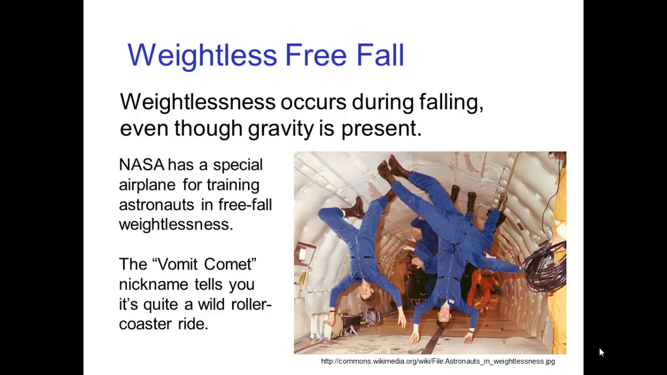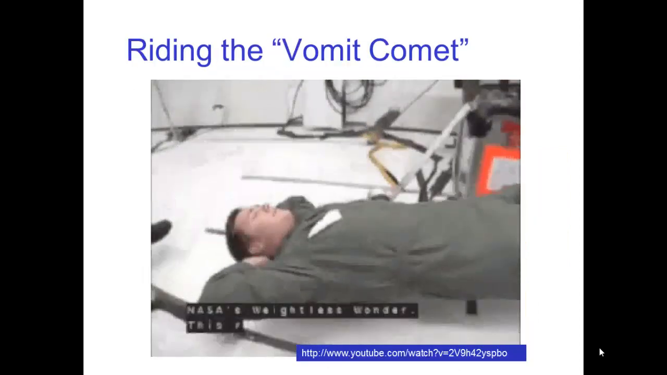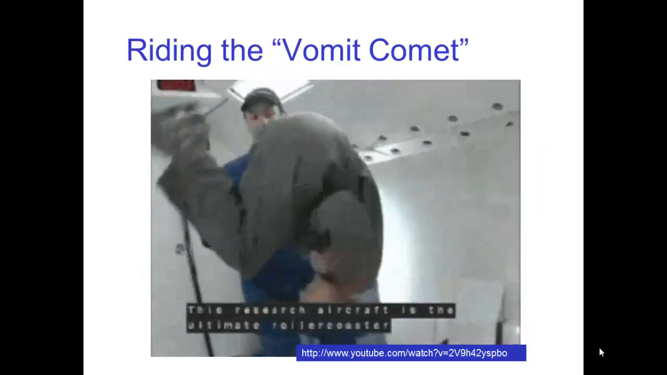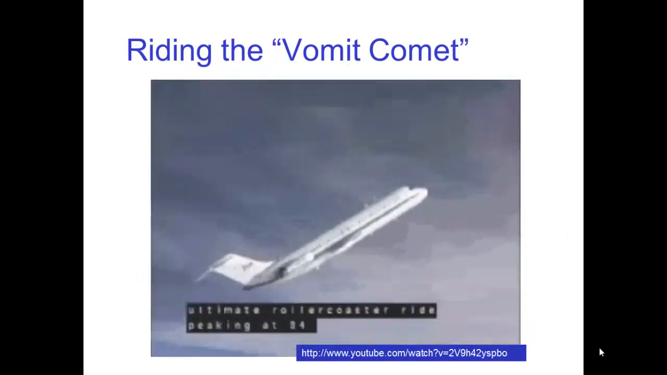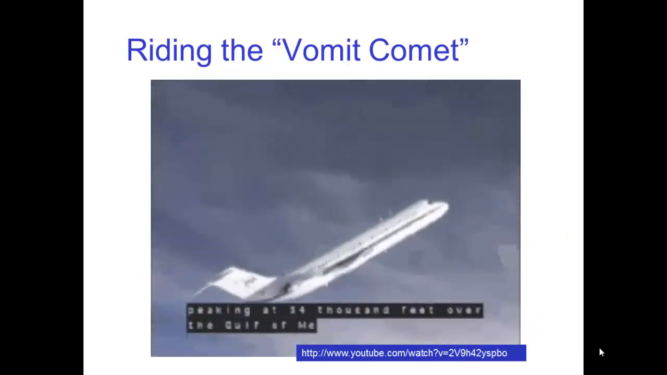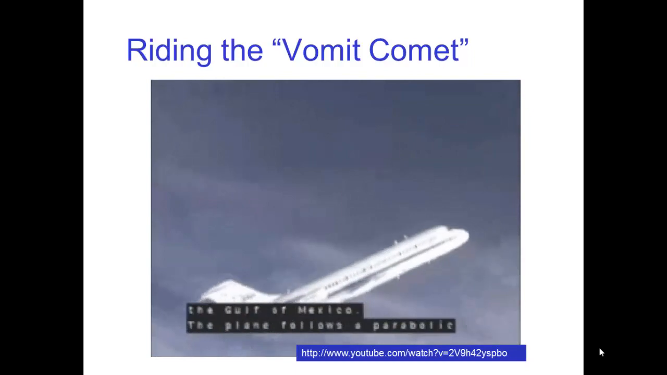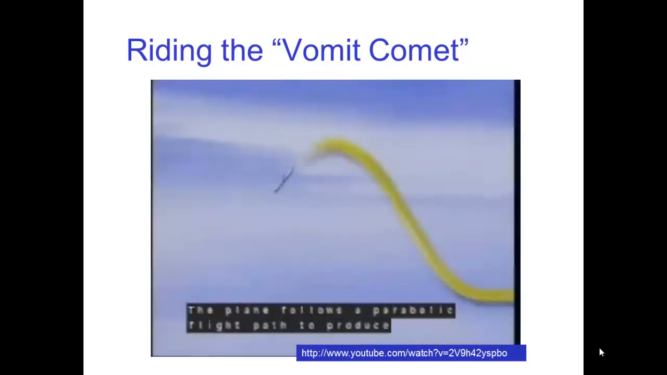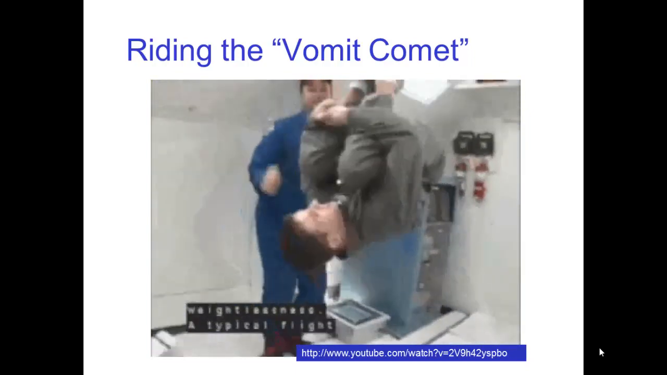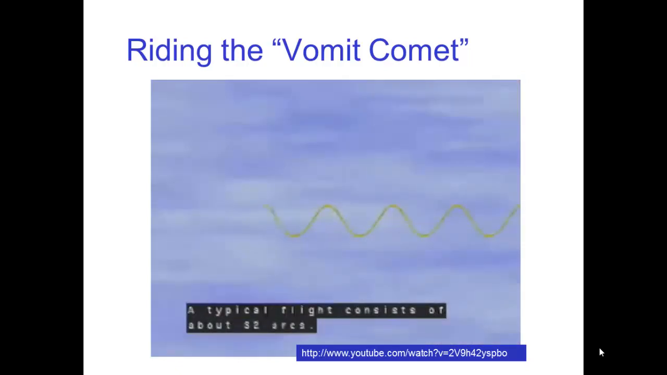NASA even has a special airplane for training astronauts in freefall weightlessness. The Vomit Comet nickname tells you that it's quite a wild roller coaster ride. This research aircraft is the ultimate roller coaster ride, peaking at 34,000 feet over the Gulf of Mexico. The plane follows a parabolic flight path to produce weightlessness. A typical flight consists of about 32 arcs.